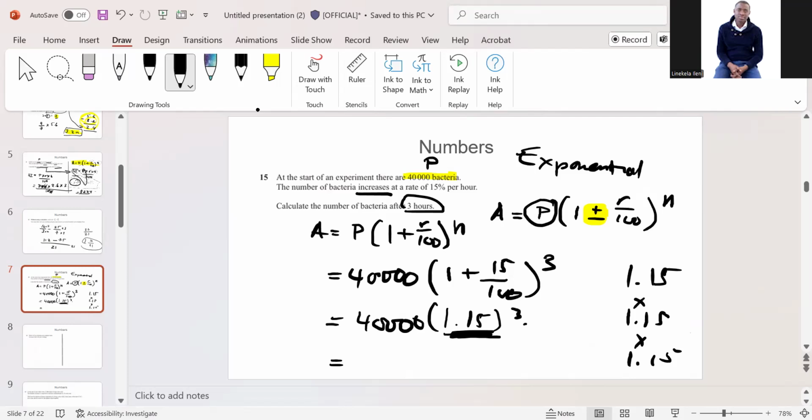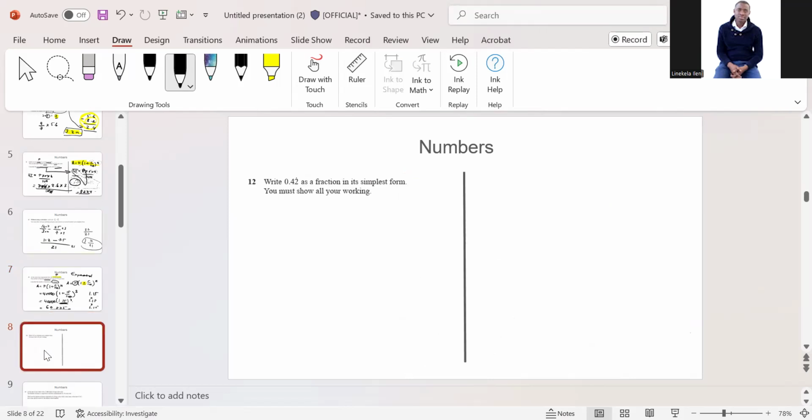So 40,000 times that will give us the following, just so we proceed. It will give us 60,835. And just round it off. Even if you get a decimal, just round it off. But obviously here you'll get a whole number because you are dealing with a non-calculator paper.